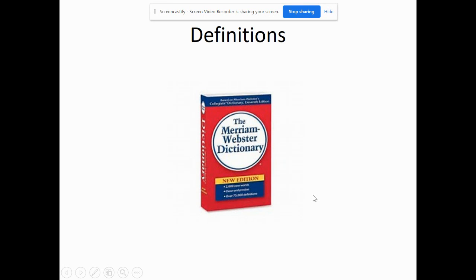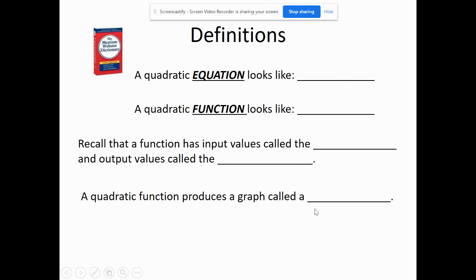We're going to be talking about how to graph a quadratic function. So let's start with some definitions. First off, a quadratic equation looks like y equals x squared. So the function would be like f of x equals x squared. Same thing, because f of x and y are the same thing.